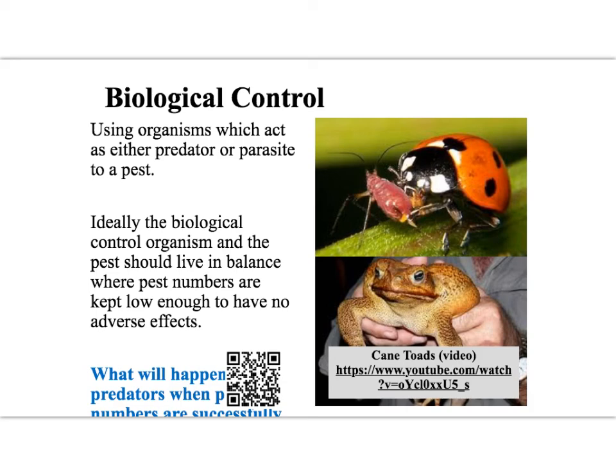If done correctly, biological control can be really a good way of maintaining or massively reducing pest numbers, but you do have to be very careful. You only want the organism you're introducing to be specific. You don't want it to overwhelm and outcompete or eat other native species.